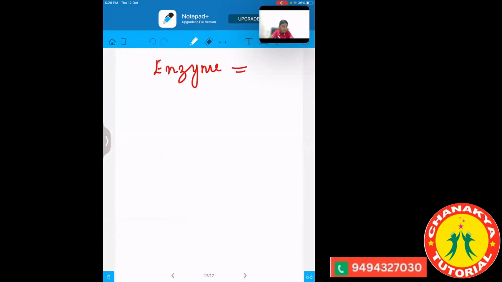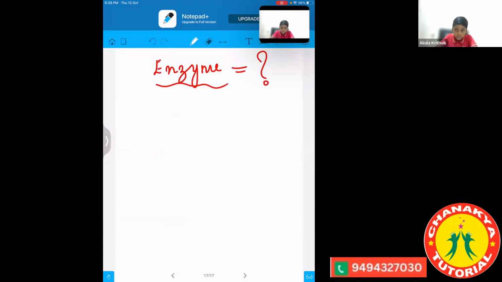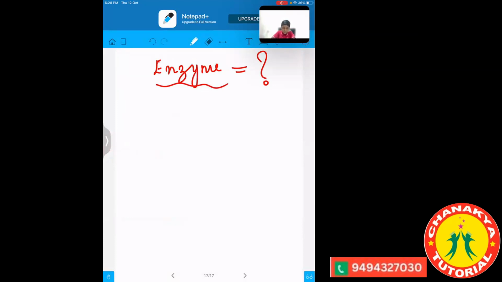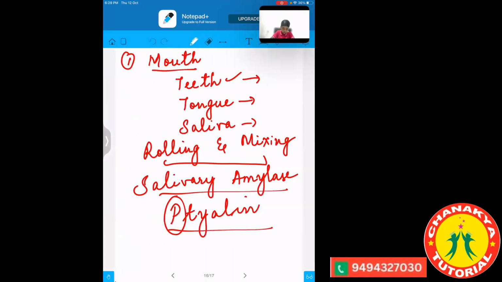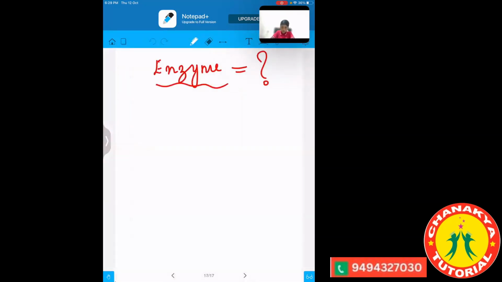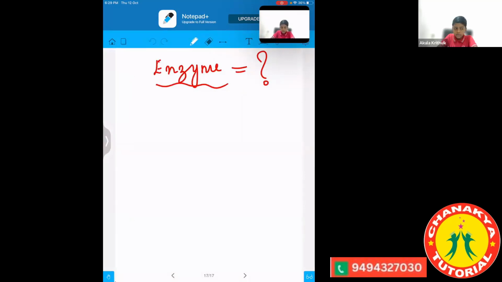Now, what are these enzymes? What will these enzymes be doing? Why does the saliva have this salivary amylase? Why do they have this enzyme? Ma'am, to make the food slimy so that it can be easily digested.